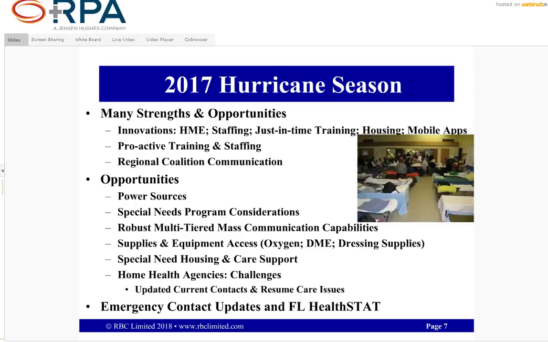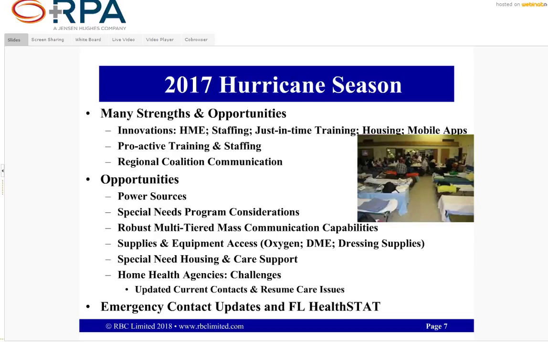Now, in terms of home care agencies and hospices and PACE, the challenge really was with home care agencies, our updated current contact numbers. We found it was problematic in reaching out to them as our community partners. Could they resume care when patients went home from the shelter? Could they help cohort patients and provide additional staffing in the special needs shelters? So that remained a challenge and certainly an opportunity for improvement going forward.